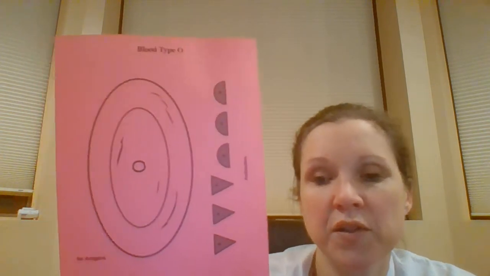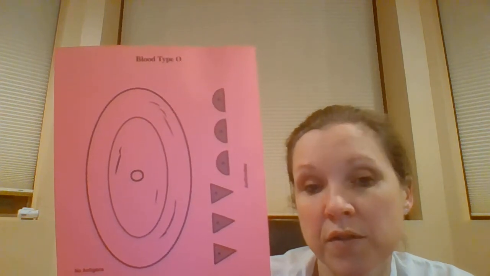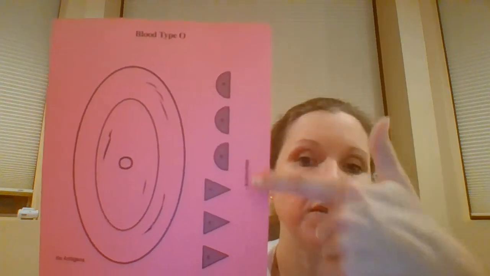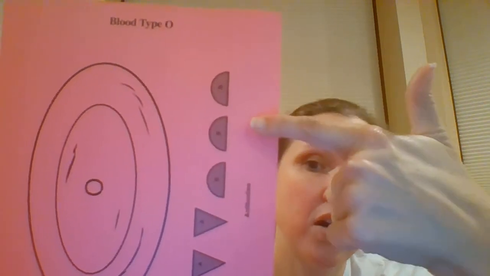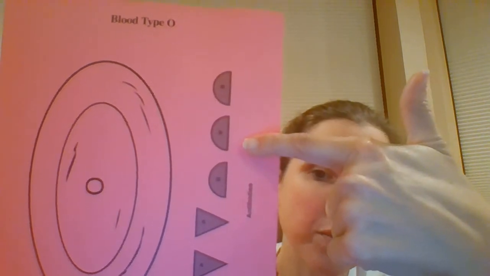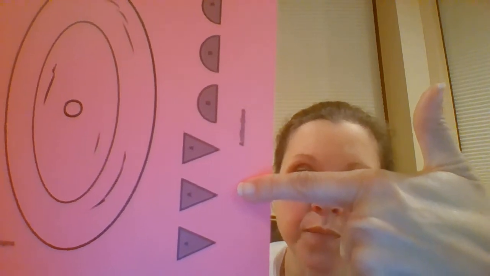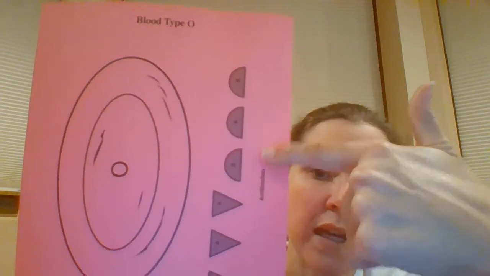And if you look at the surface of the cell, there's nothing on the surface of our type O blood cell. But if you look at off to the side, it has these different shaped structures. And on these round ones, it has the letter B. And in the triangle shaped ones, it has the letter A. So these are called the antibodies.